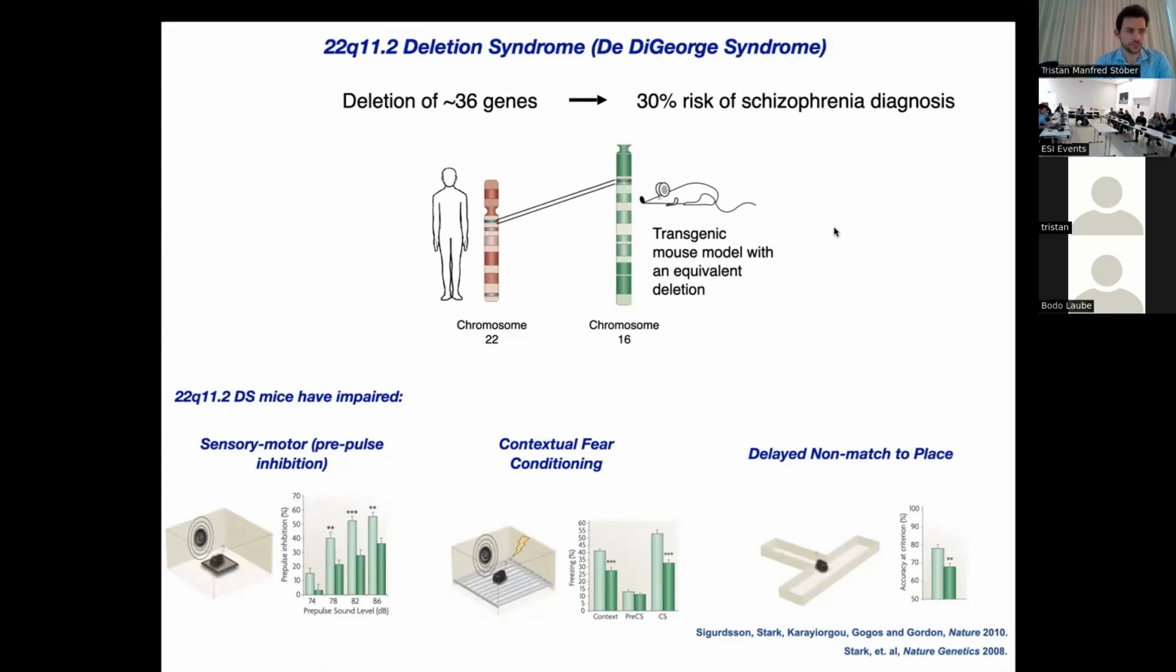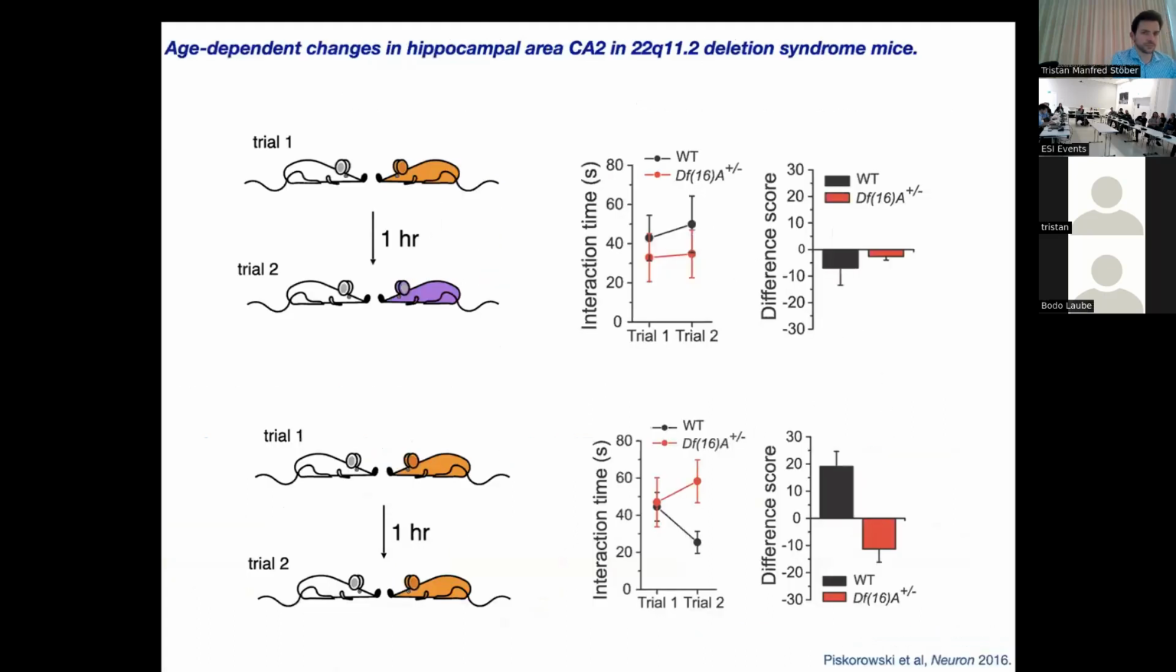It was previously described that these mice had many impairments that were consistent with DiGeorge syndrome in human patients. They had motor deficits, contextual fear conditioning deficits, and cognitive deficits, including delayed non-matched to place. And importantly, they had a social memory deficit that really mirrored in many ways the social memory deficit of the lesion mouse, like Tom had showed you, that Fred Heady had shown in the Siegelbaum lab.